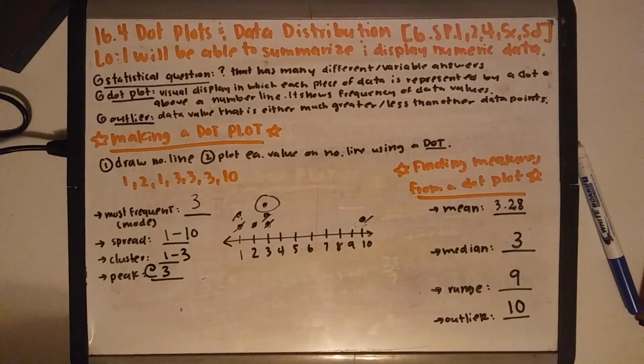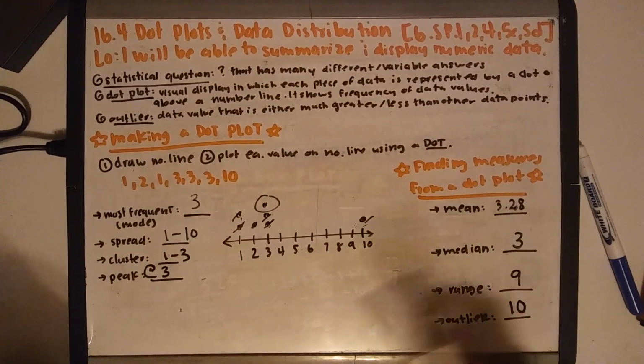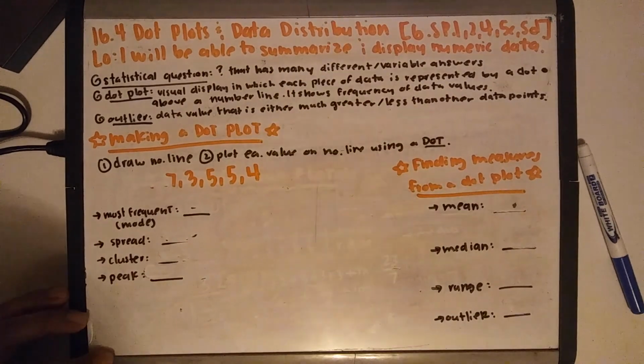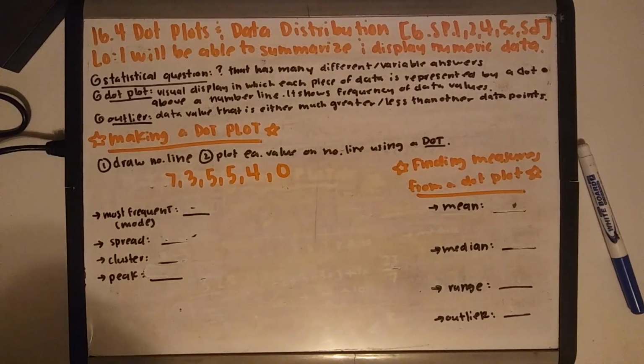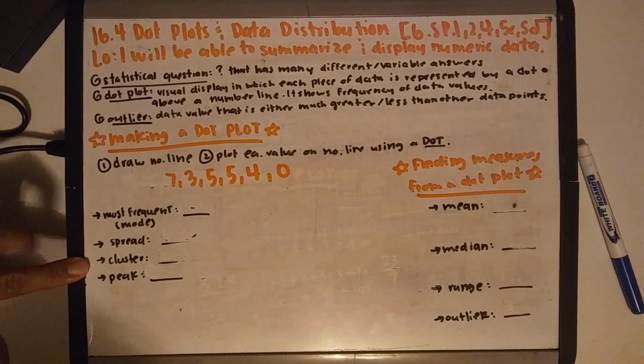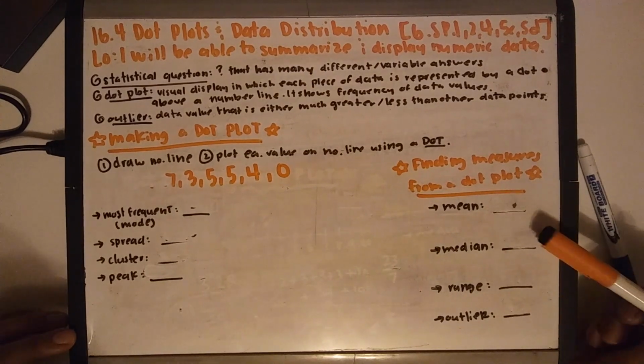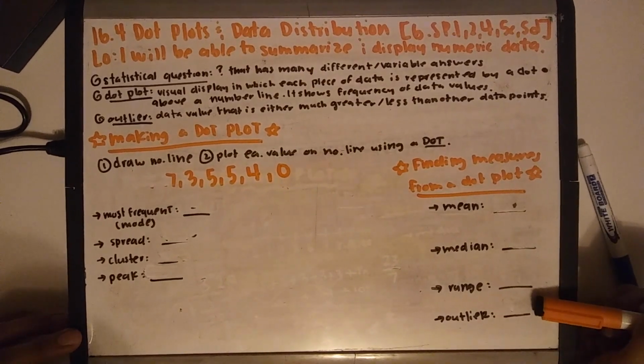Okay, let me go ahead and give you one to do, and then you can answer this for me. Go ahead and give me the mode. Give me the spread. Are there any clusters? It can be that there are none. Is there a peak? Give me the mean, the median, the range, and if there are any outliers.